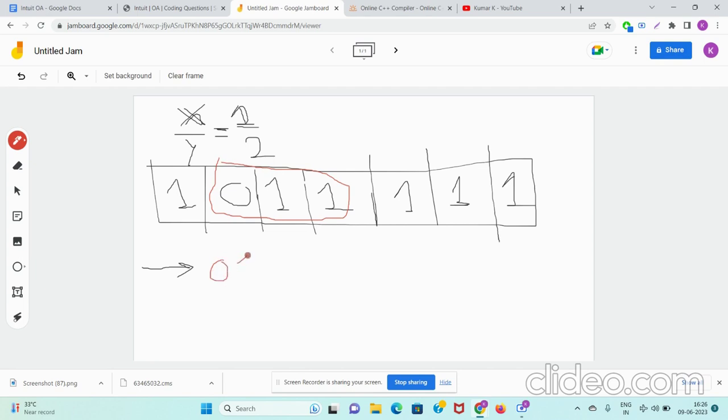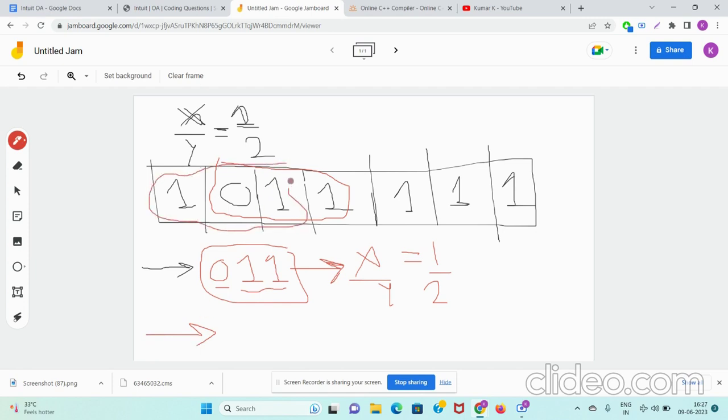0 1 1 is a valid subarray. Why is it a valid subarray? Not hard, very easy. In this case, x is the number of zeros, which is 1, and y is 2, there are two ones. So the ratio is coming correct. So this is a valid subarray. One valid subarray we have found. Now let's go to the second valid subarray. 1 0 1 is also a valid subarray.